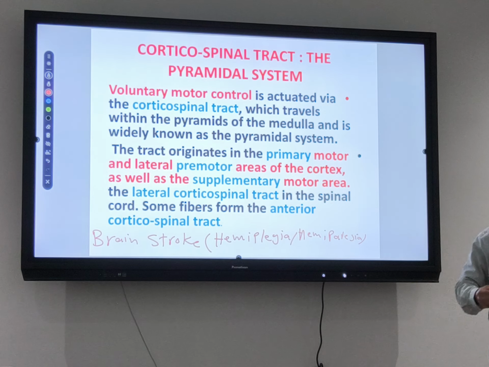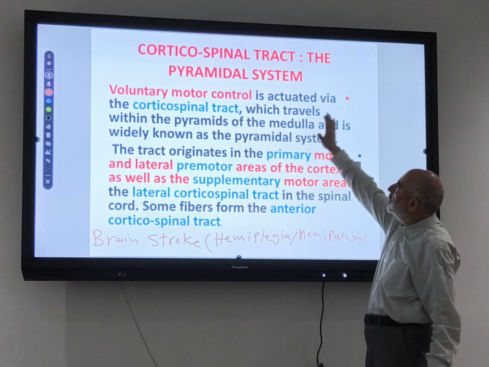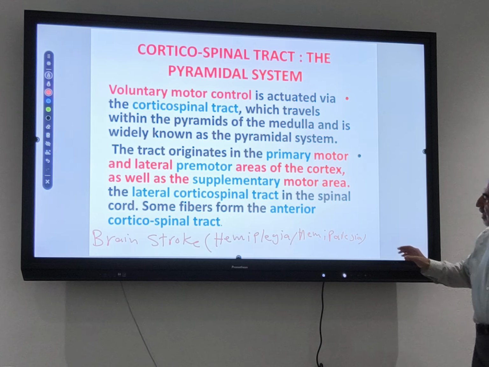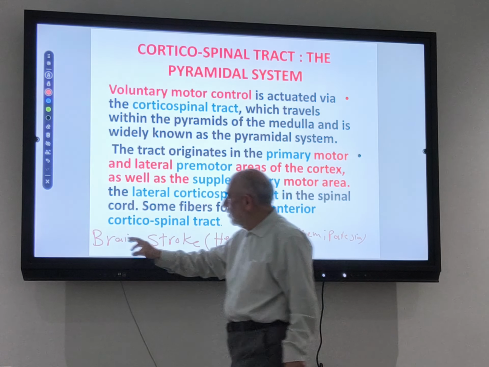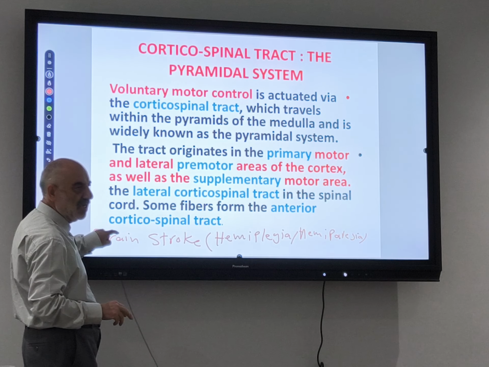We have two kinds of corticospinal tract. One is the lateral, which I will show you on the slide, and one is the anterior. Anterior corticospinal and lateral corticospinal. So the corticospinal tracts are the pyramidal system.